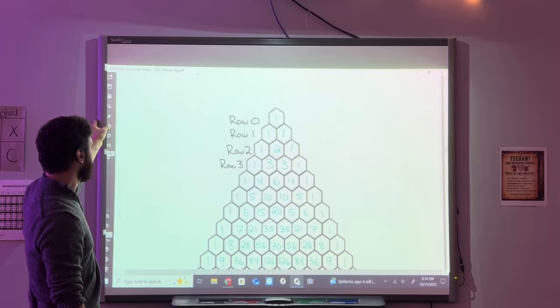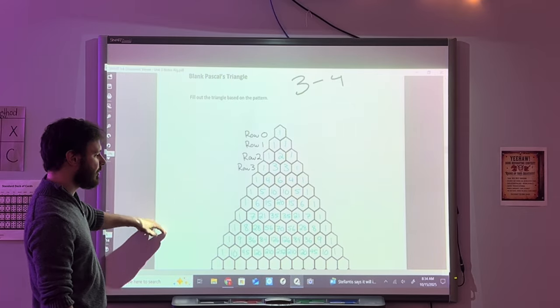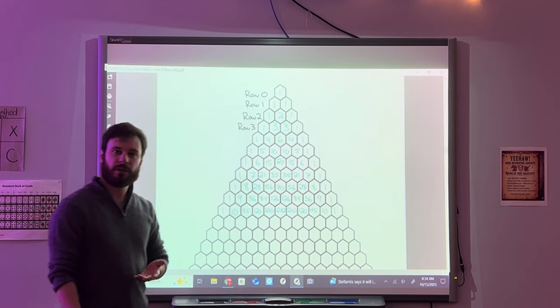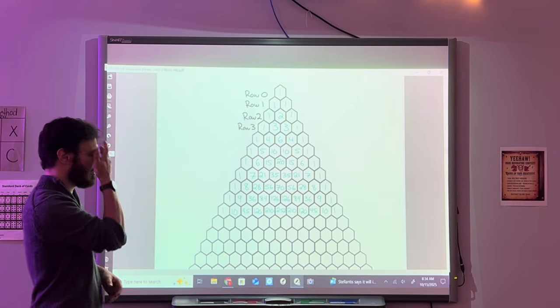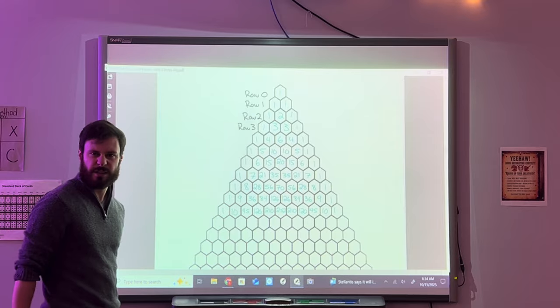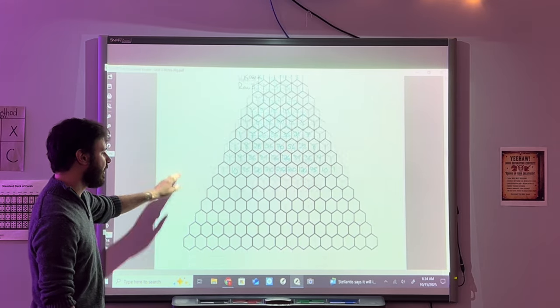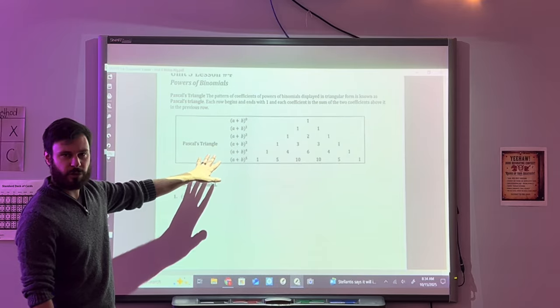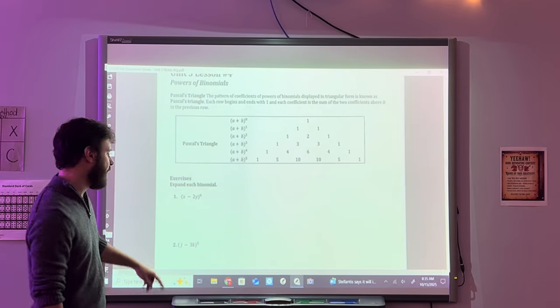And you can see I filled in a decent amount of this triangle. I went down to row 10. You might need more than that, you might not, but it's not that hard to put this together. It's tedious, it takes a little bit of time, but it's not difficult. Okay, so here we're gonna use Pascal's triangle to expand some binomials.